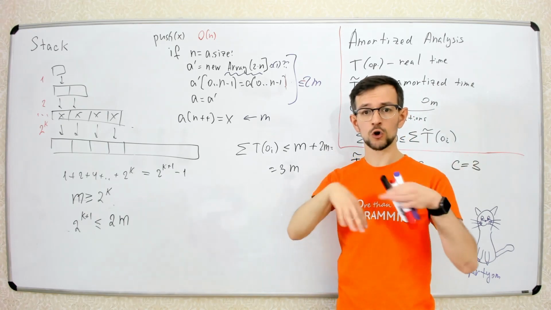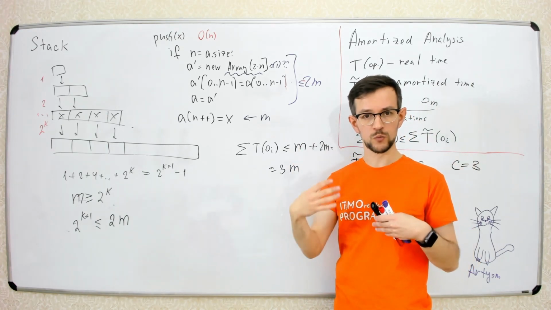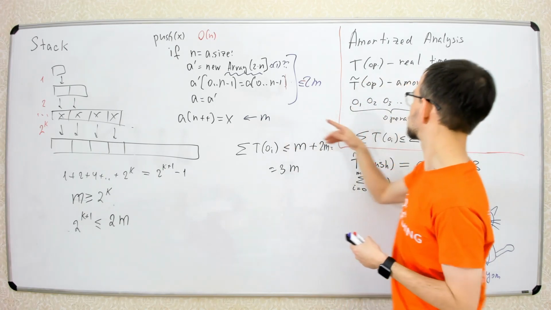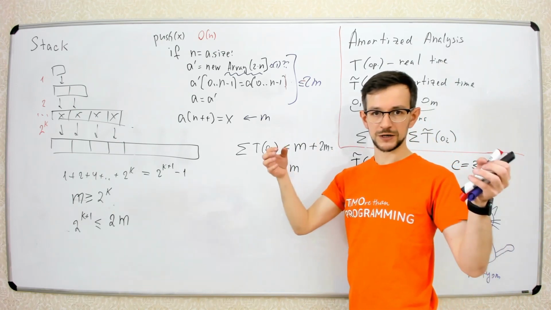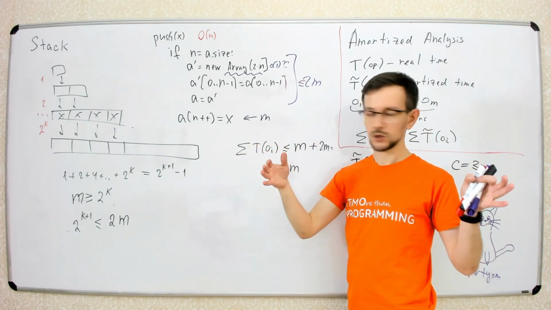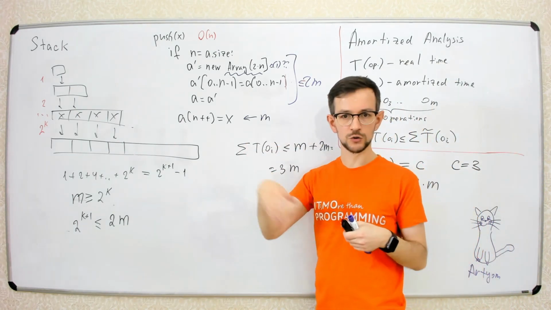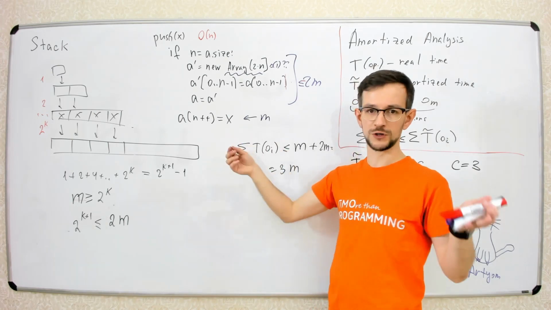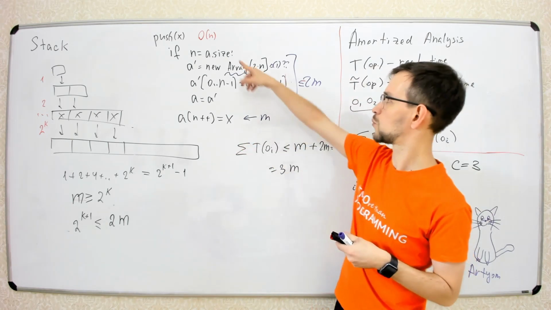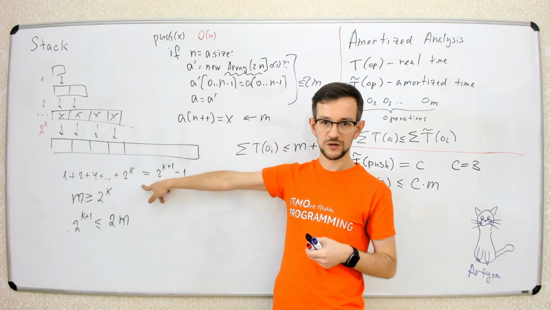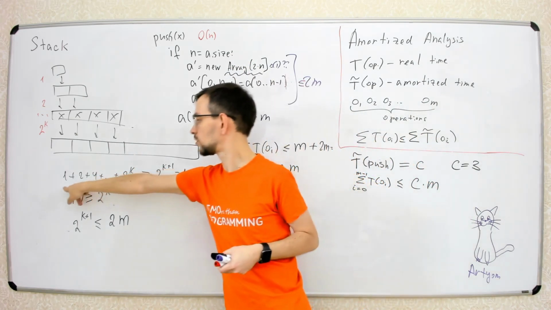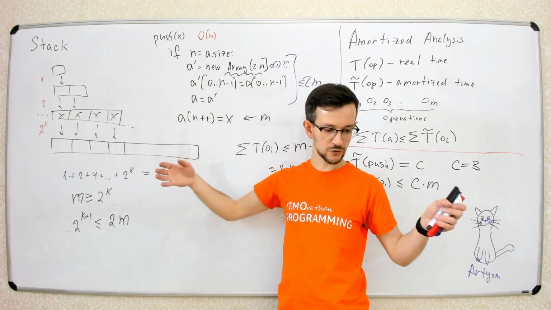Again, I calculate the total time of all calls of the push function. So I call the push function m times, and I want to calculate the total time complexity of these m calls. So I calculate not a single execution, but the sum of all executions. So if you call push m times, you will need to extend arrays this many times. So this is the total time you need to spend to expand the size of the array.